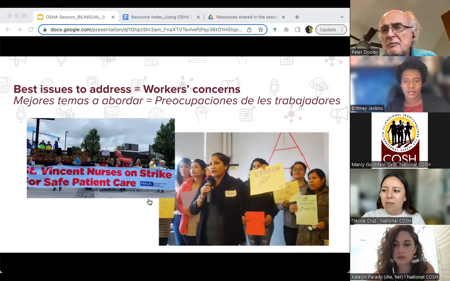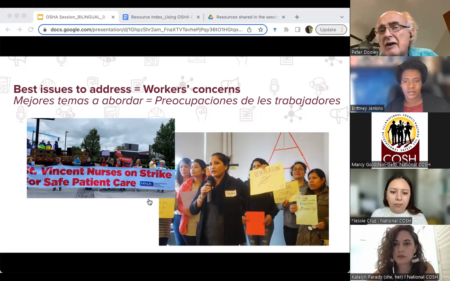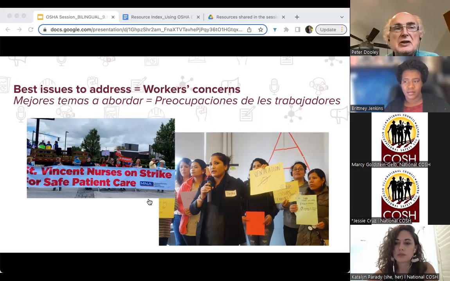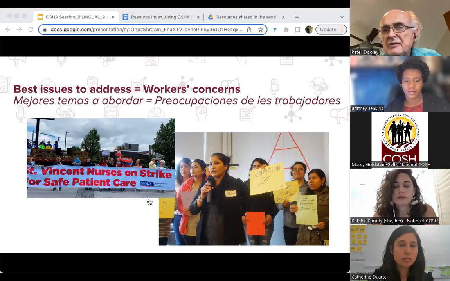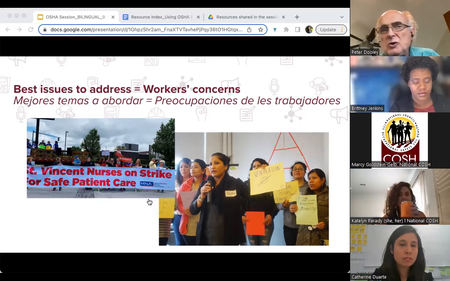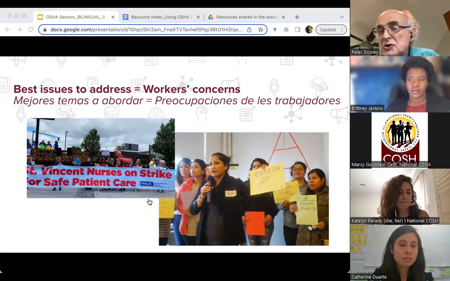We know this from experience, and the absolute best issues to address are obviously the ones that are of most interest and concern to workers. There are lots of health and safety issues in various workplaces. They include things like short staffing, as you see in the photo, nurses, and ventilation, as you can see from teachers, especially during COVID, of course.